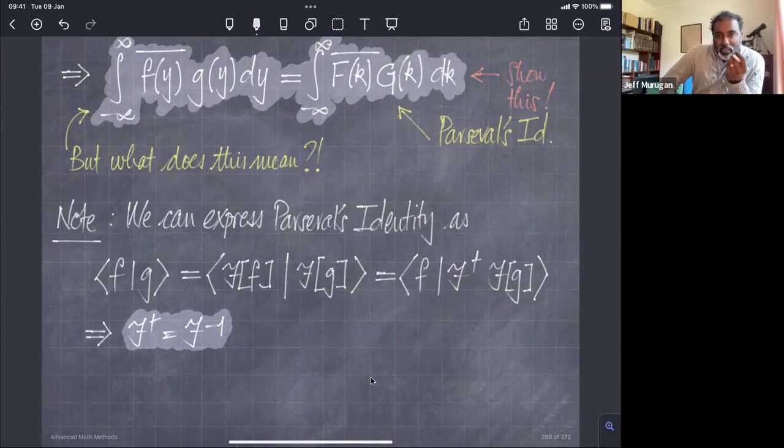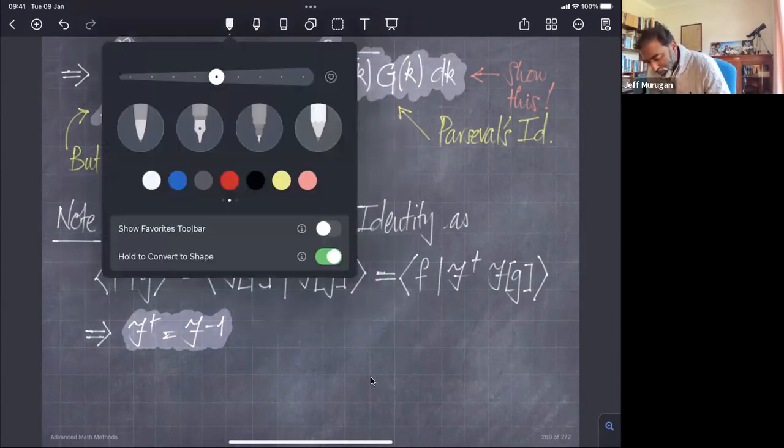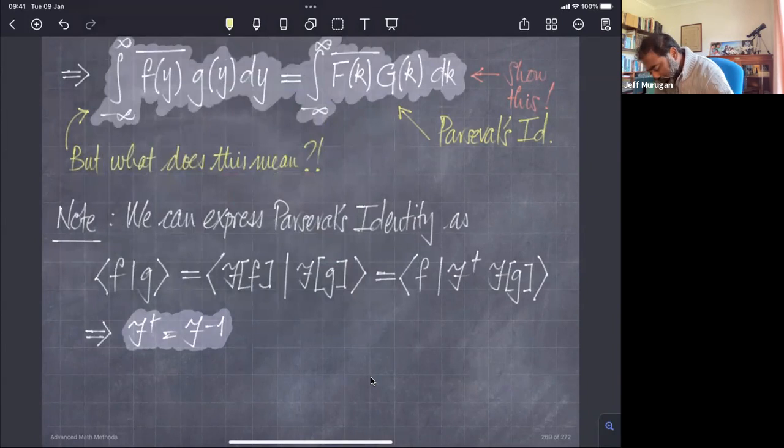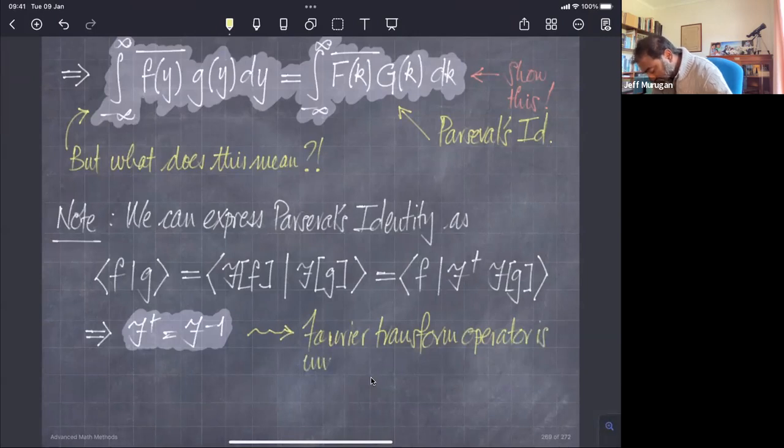So the point here is that the Fourier transform is a unitary operation. This is a crucial point in the context of quantum mechanics, and we will come back to this in a little bit. But the physical statement here is that the Fourier transform operator is unitary. And in physics, we love unitary operations because they maintain the causal structure of our theories. So that's why it's important.